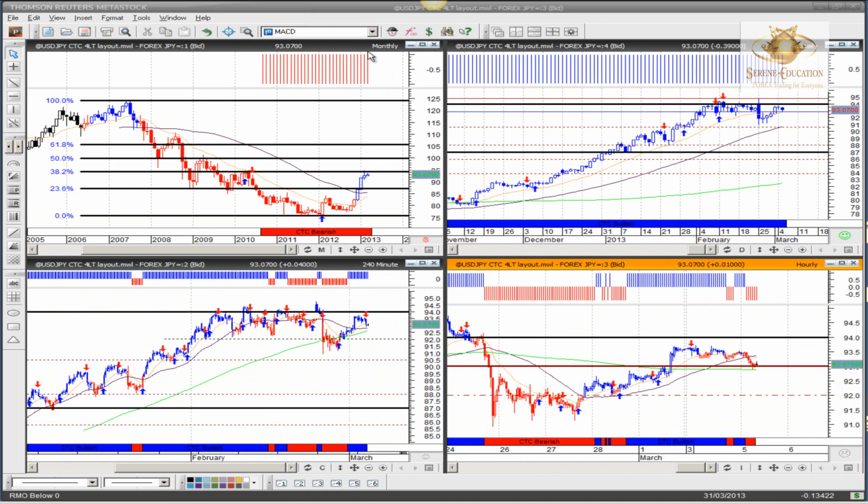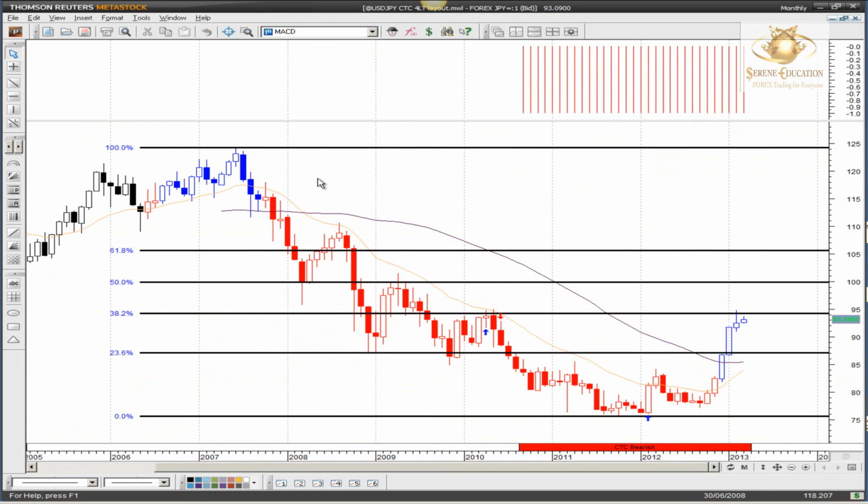The last pair of the day is US dollar Japanese yen. Monthly, let's have a look. I've gone from monthly, weekly, just to show you how far we've dropped, how far the US dollar has dropped. And in doing so, what I've done is take the all-time high in 2007, which was the all-time high for the US dollar against Japanese yen, to the current low, the all-time low that we've seen through 2011 and the start of 2012. And you can see the 23, and these are fib projections now.